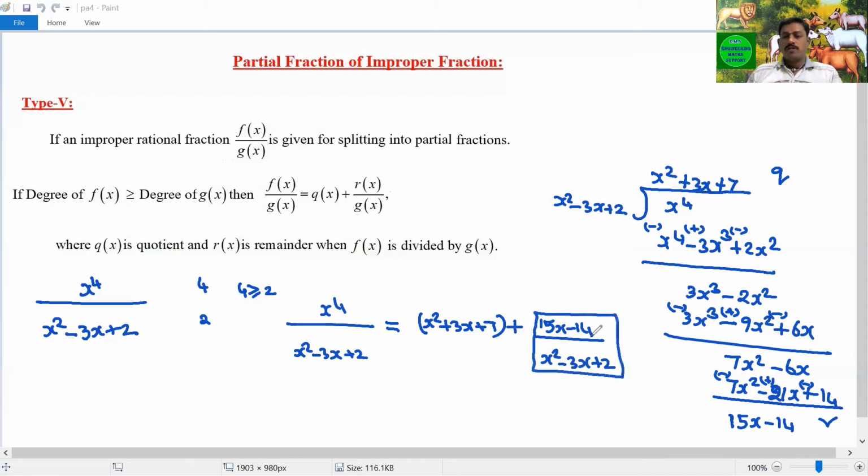If you observe this, it is a proper fraction. We know the procedure for writing partial fractions for the proper fraction. So applying that, we can express this term.